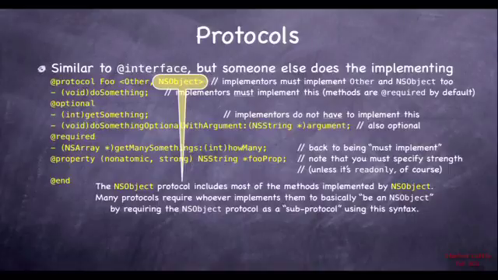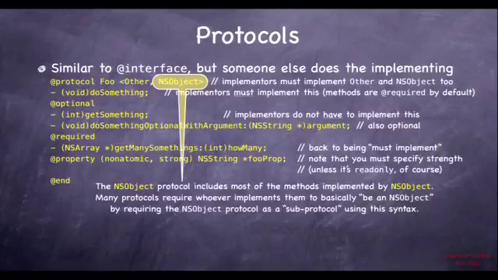So we often do that. I think in Xcode, if you start typing @protocol, it's going to automatically put angle bracket NSObject after it. Since all objects are pretty much NSObjects anyway in iOS, that's really not a problem. It's kind of a good thing. So anyway, then you just start listing the methods.